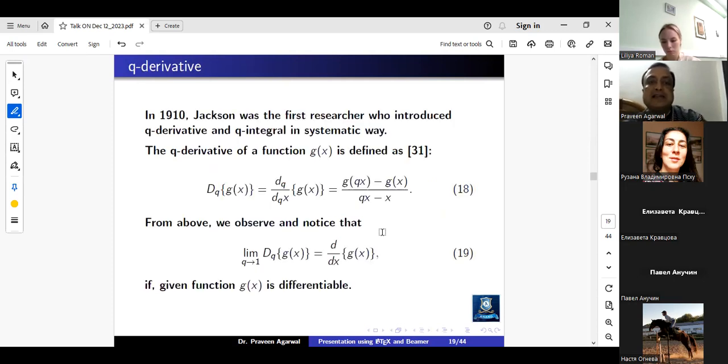In 1910, Jackson was the first researcher who introduced the q-derivative and q-integral in a systematic way. So the q-derivative of the function g(x) is defined by equation 18. And from the above, we observe that if the limit q tends to 1, then D_q g(x) becomes d by dx of g(x), given that the function g(x) is differentiable. It is easy to understand. Equation 19 shows that it is a differentiable function.